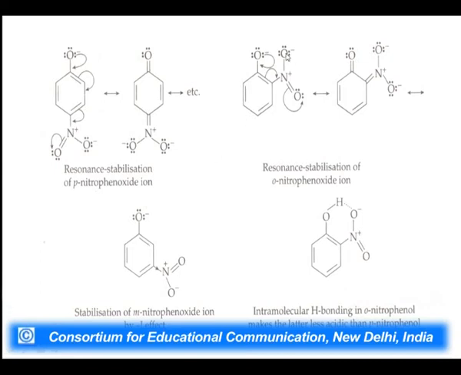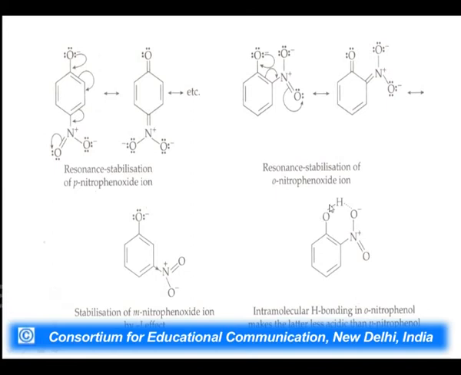Now, if we look into ortho-nitrophenol, both the effects are taking place, that is minus I effect as well as minus R effect. Because of the minus R effect, the negative charge is delocalized over the oxygens. And here, the minus I effect will be strongest because this group is very near to this phenoxide oxygen. So technically, ortho-nitrophenol should be more acidic than para-nitrophenol, but that is not the case.